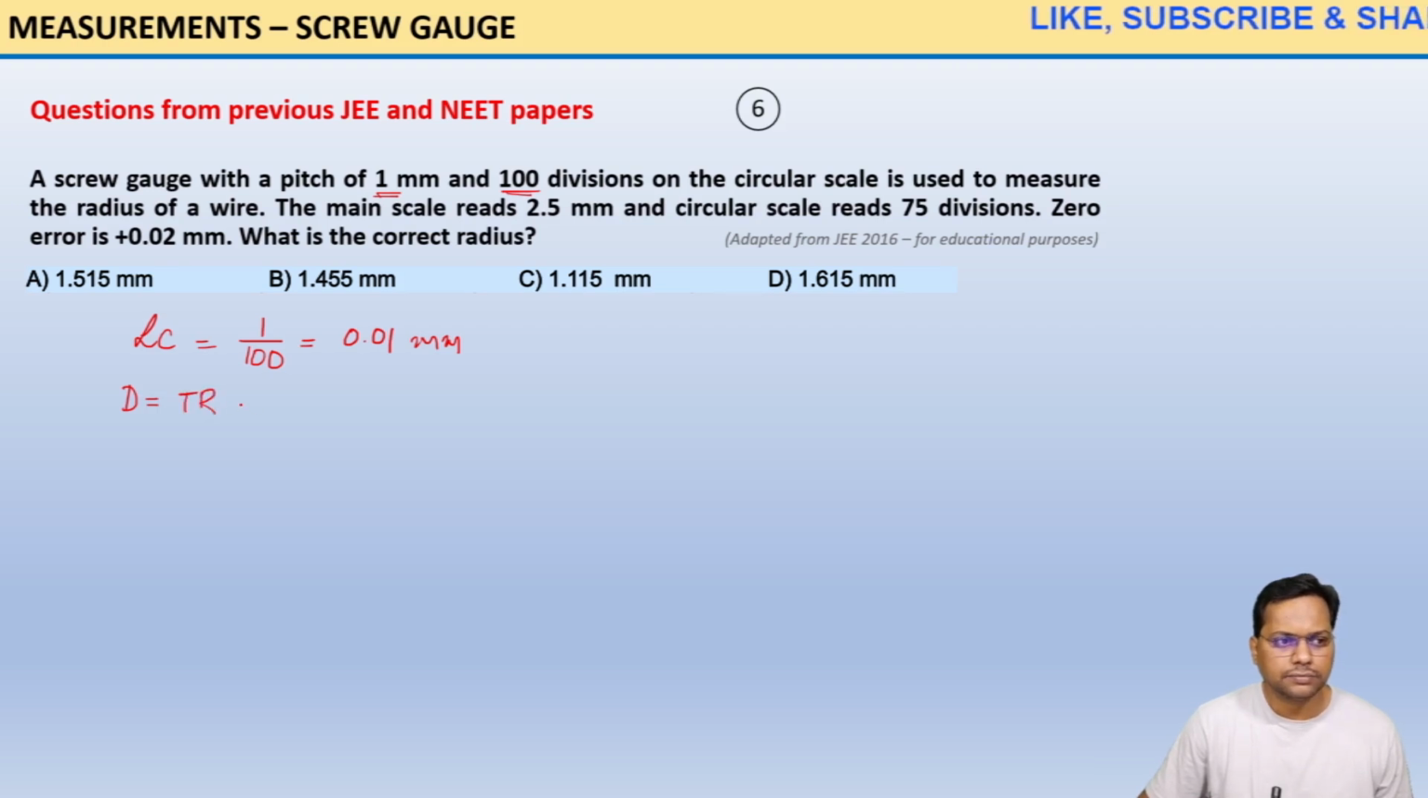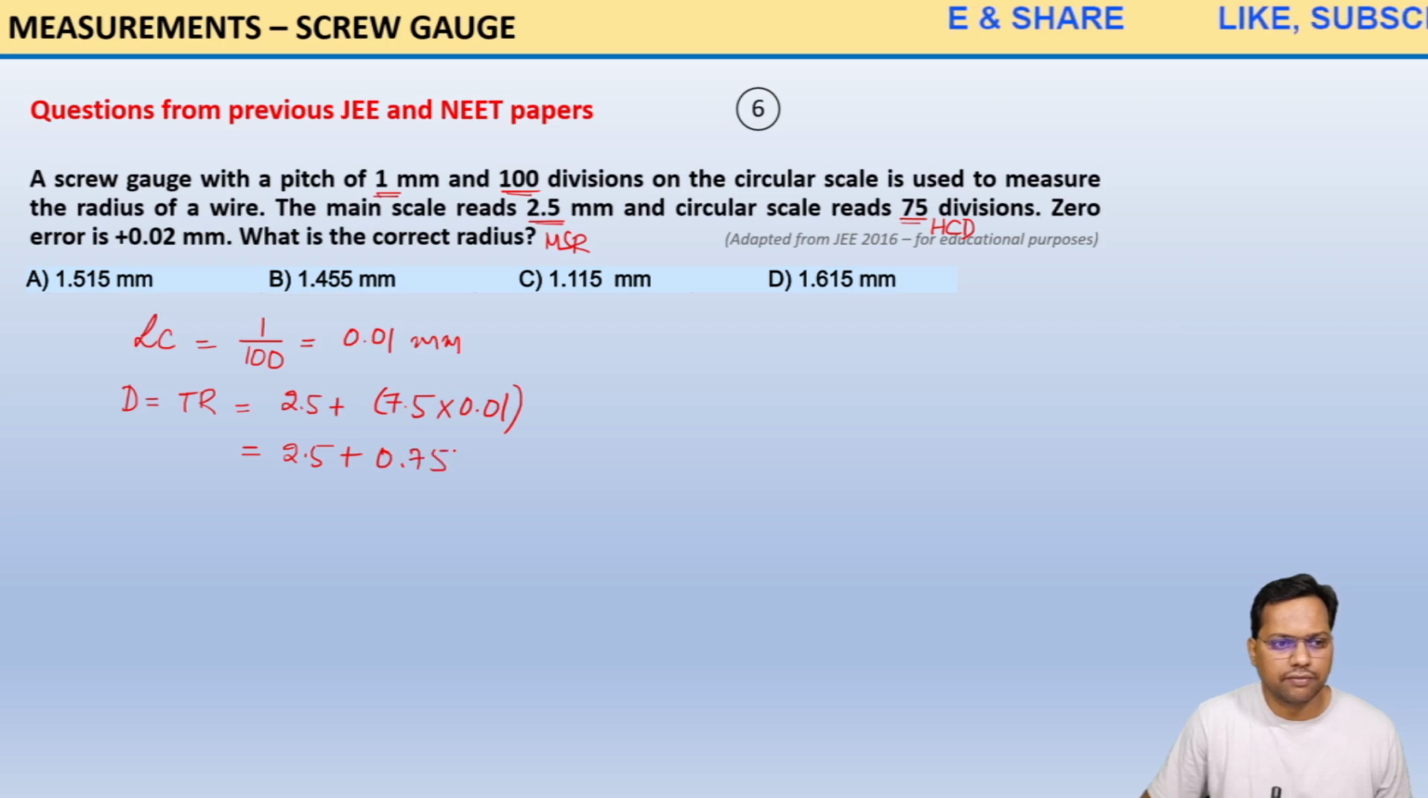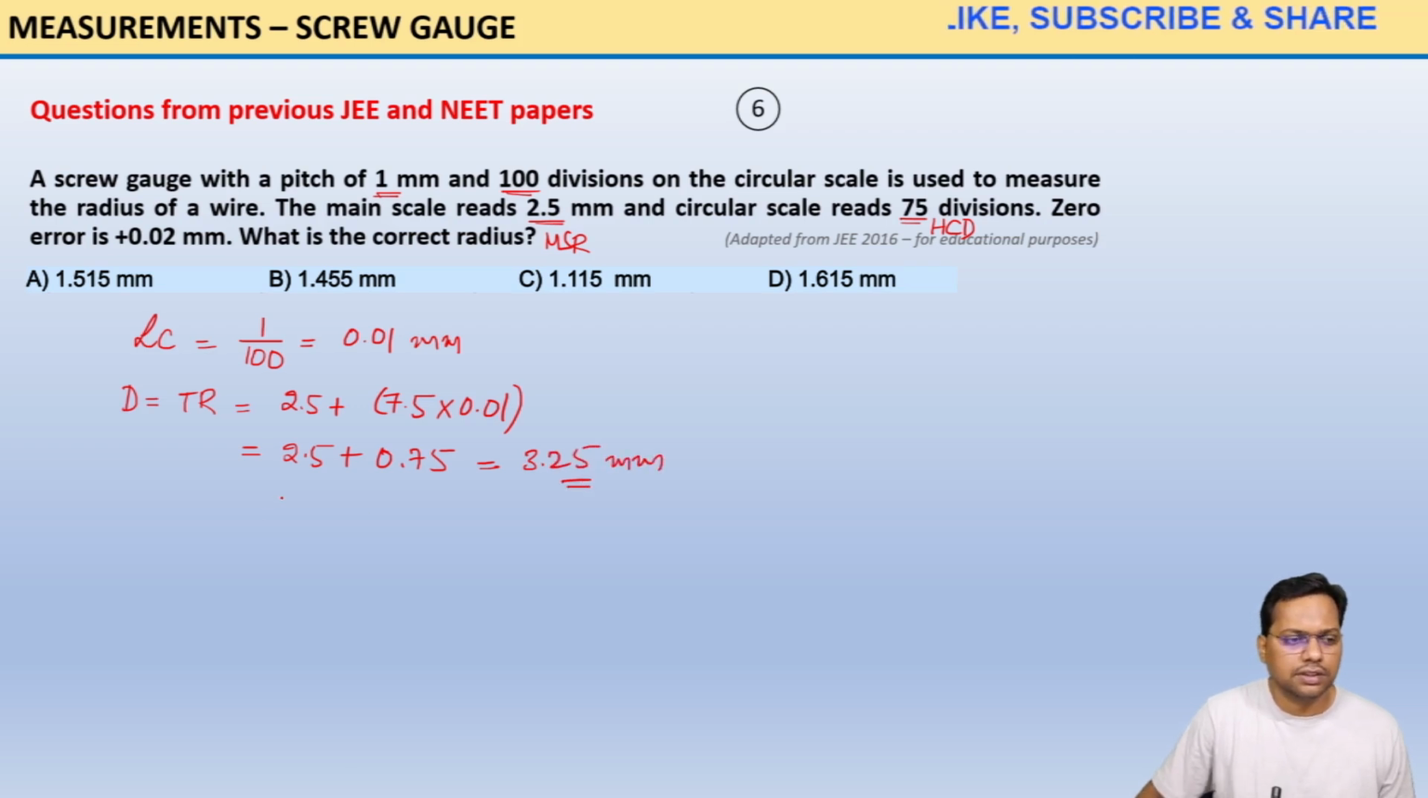So for the diameter D, that is equal to the total reading TR, that is equal to 2.5, that is the MSR, and 75 is the HCD. So 2.5 plus 75 into the least count 0.01 millimeter. That gives 2.5 plus 0.75, which gives 3.25 millimeter. So this is the total reading.